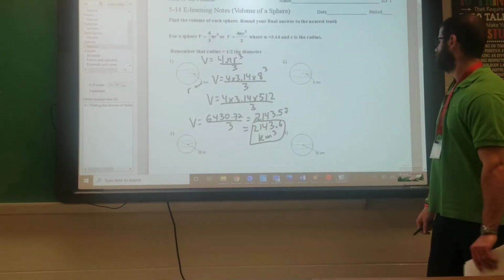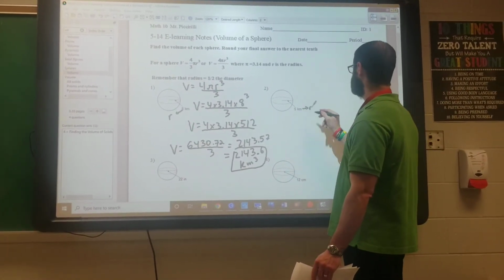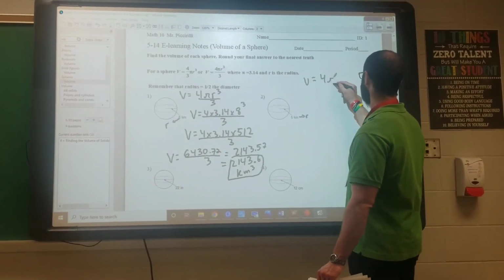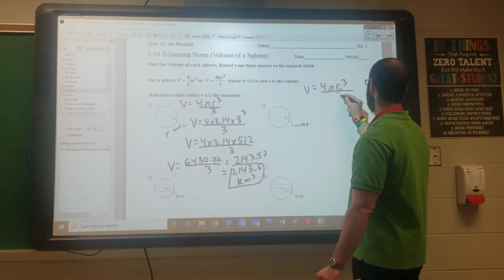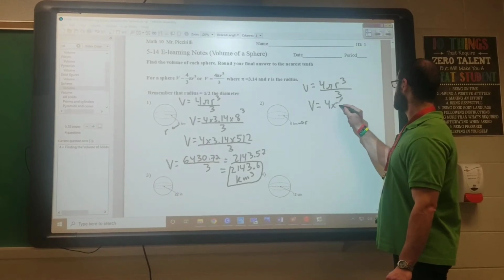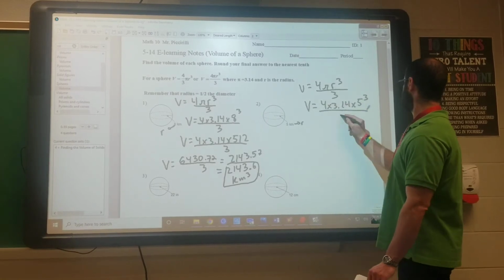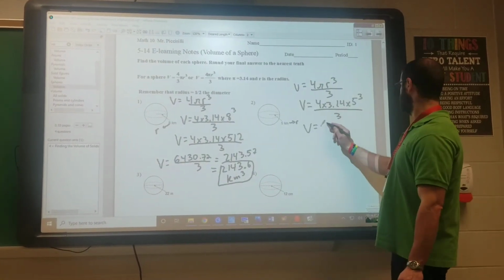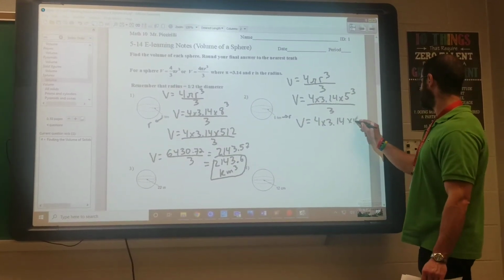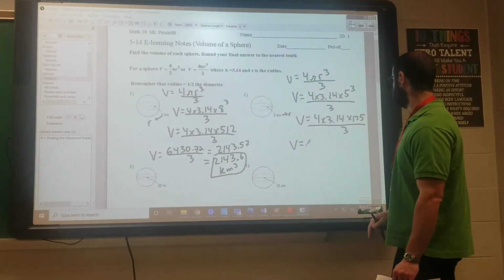Next one, 5, and that's the radius because it's halfway across. So I go back to my formula. Volume equals 4 times pi times r cubed over 3. So volume is 4 times 3.14 times 5 to the third power, or 5 cubed, over 3. Do the exponent first, right? So 4 times 3.14, 5 to the third power is 125, over 3. Then I need to multiply.